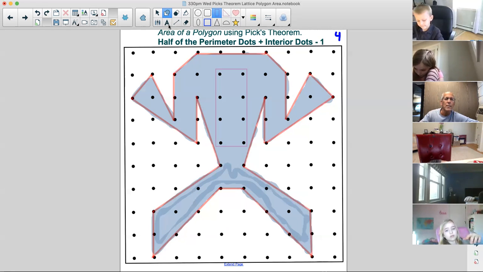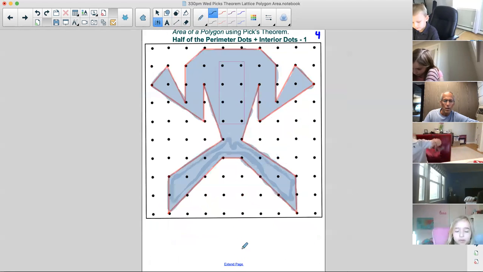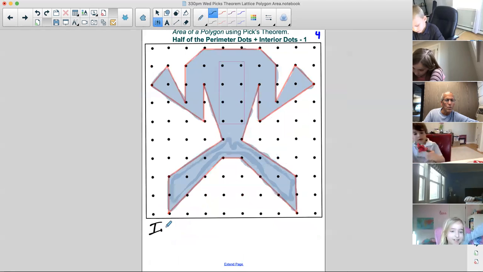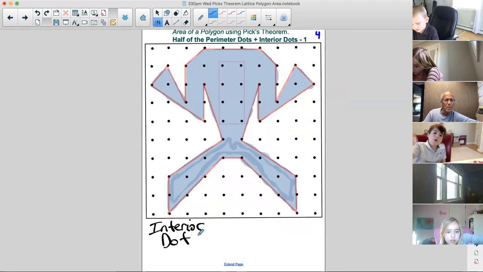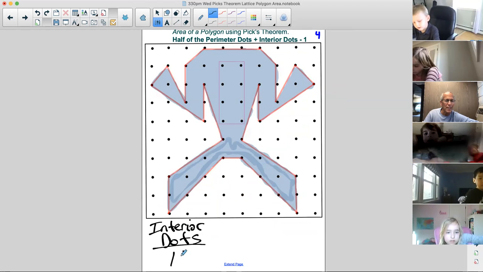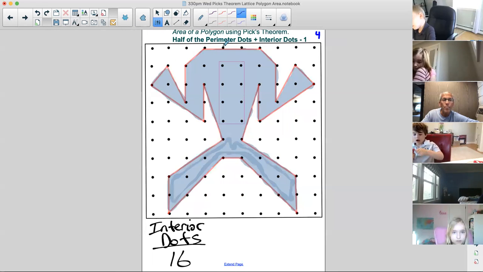So what did you get, Tess? For the inside, I got 16. So interior dots. Tess got 16. All right, do the perimeter, everybody. Remember to mark off one of them.